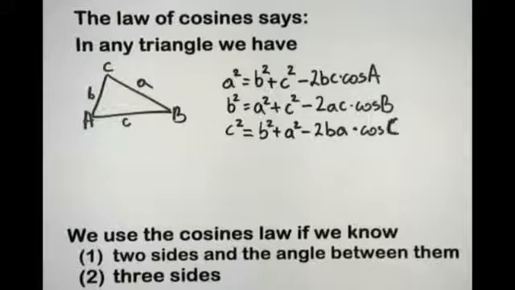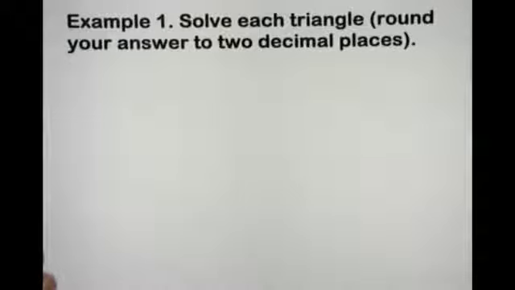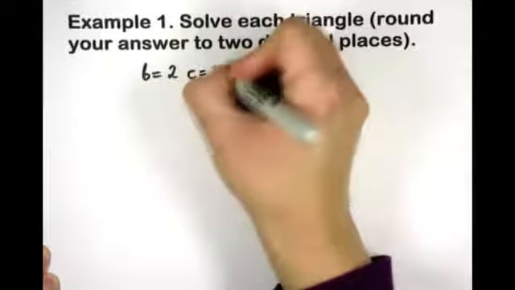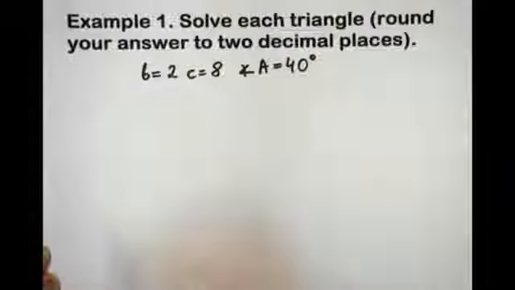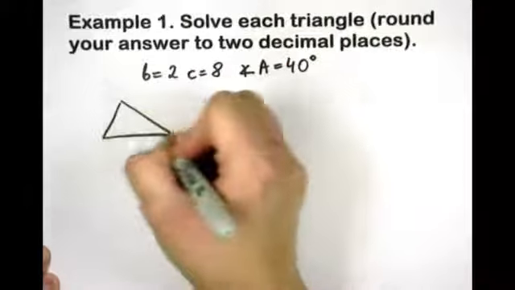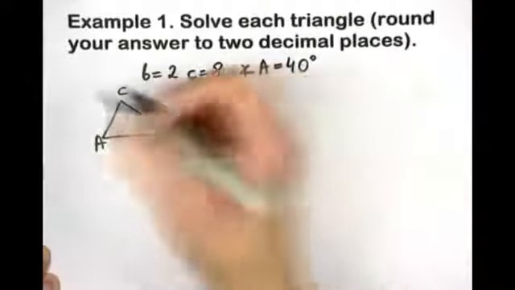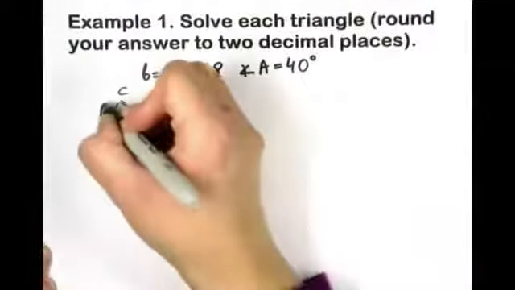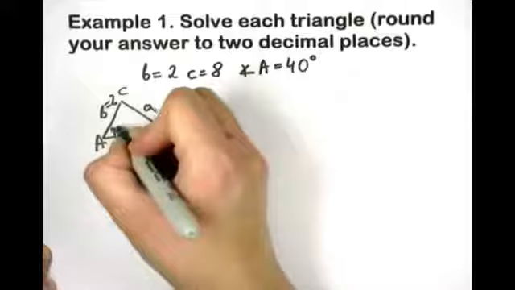For example, solve the triangle and round your answer to 2 decimal places. We have that B is equal to 2, C is equal to 8, and angle A is 40 degrees. So we will draw the triangle. We have A, B, and C. Opposite A is A, opposite B is B, opposite C is C. So B is 2, C is 8, and the angle is 40 degrees.